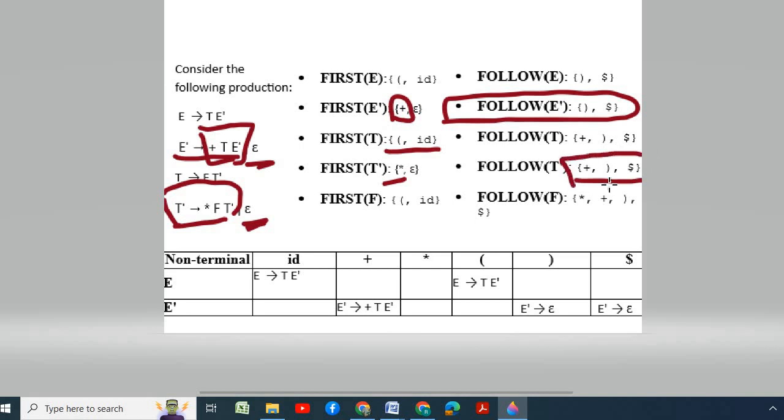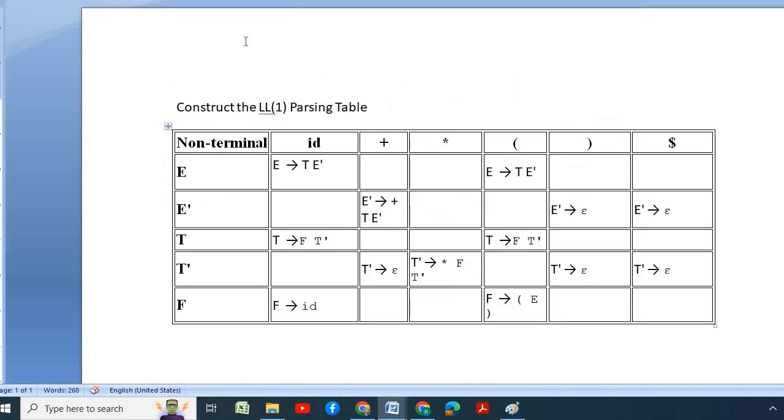and close parenthesis and in dollar. And the final production we have is F tends to E, which has to be written in the open parenthesis, and F tends to ID has to be written in ID. So the final parse table will be like this.